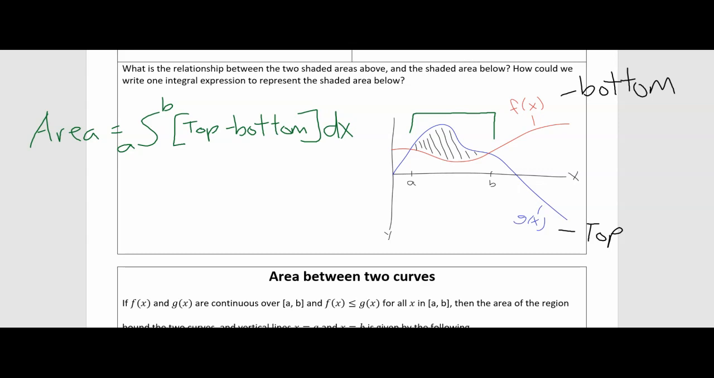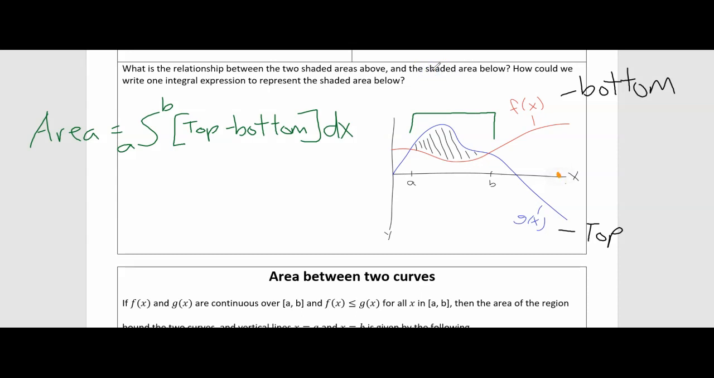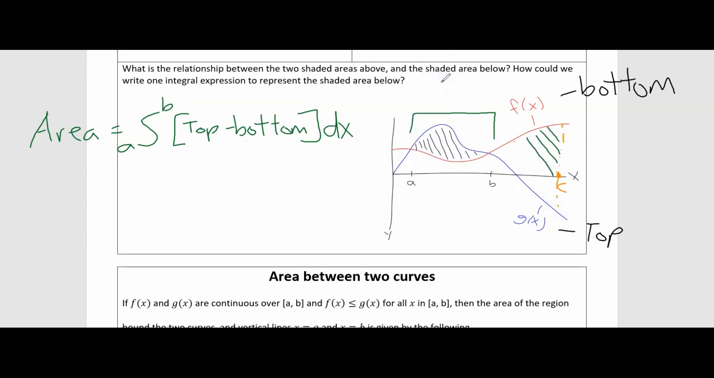And we'll talk later about what happens if they switch, right? It's possible that, let's say we're not going from a to b, we're going to go from a to c. So for this part of the graph, this area, it's actually f of x on top and g of x on the bottom. So we'll talk about how we have to switch up our integral. Maybe we need to add something to it, if somewhere during the interval the functions switch from one going on top to one being on bottom, etc.